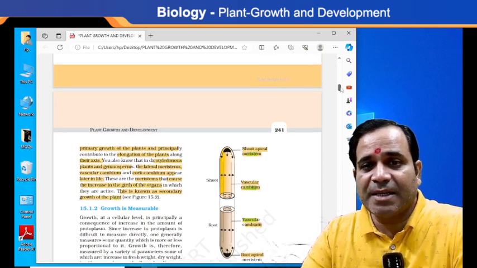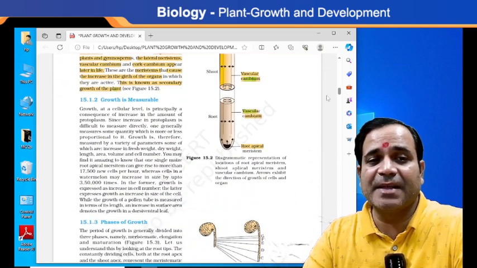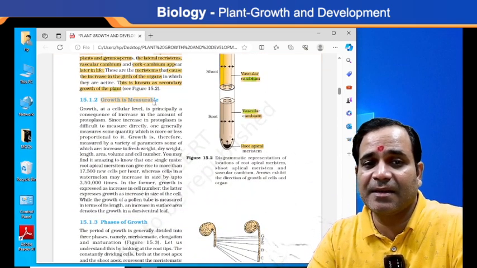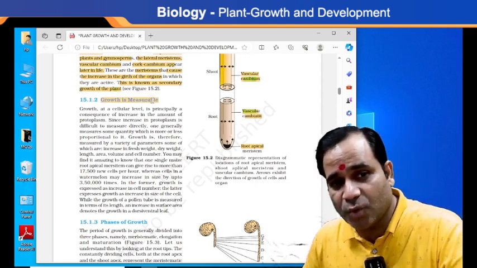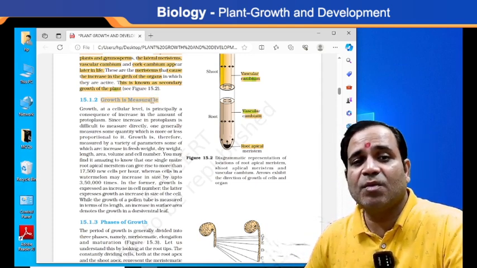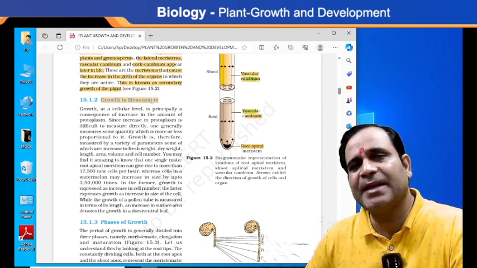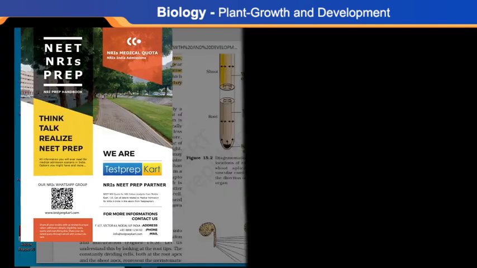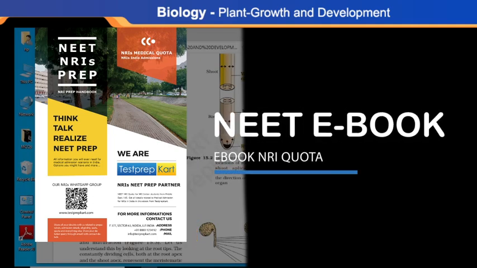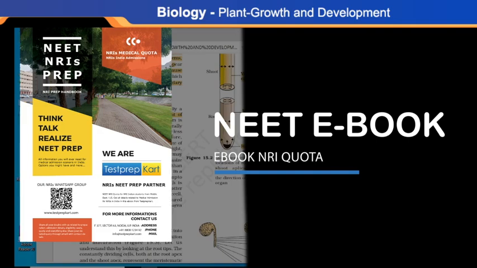Now, the question here: growth is what? Measurable. Is this one right? Growth is measurable. Yes, growth can be measured. So how do we measure growth? Let's see. At the cellular level, growth is principally a consequence of an increase in the amount of what?